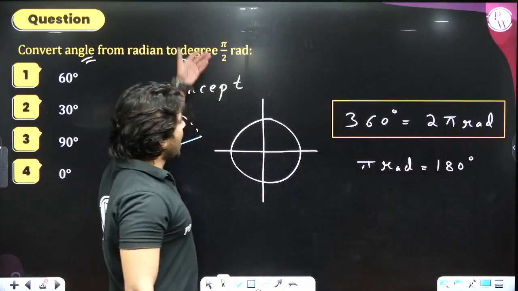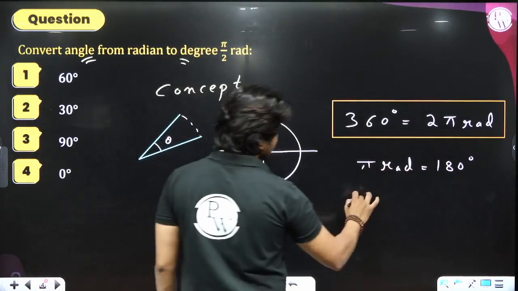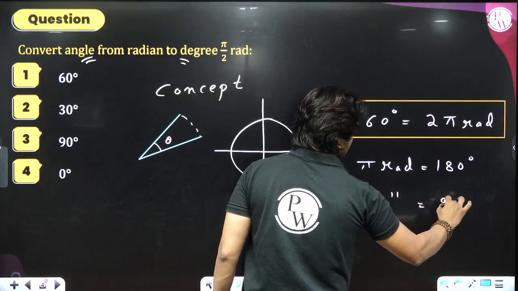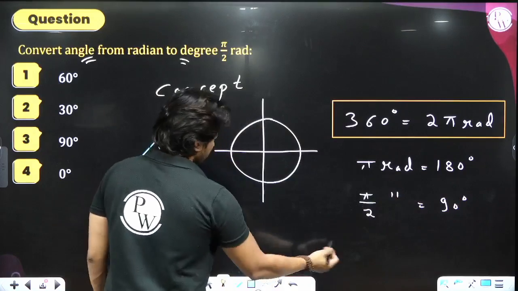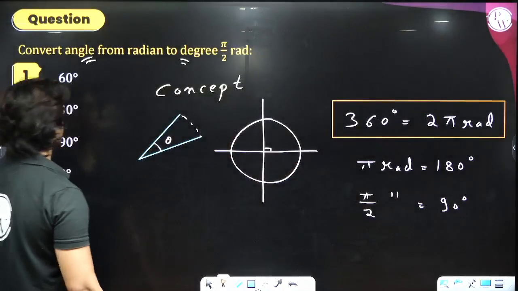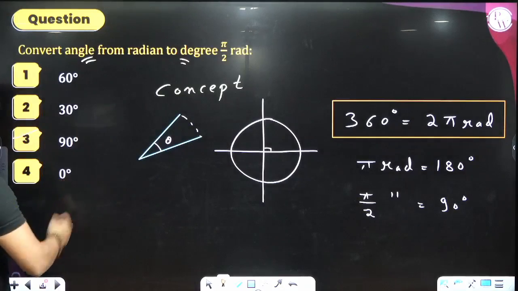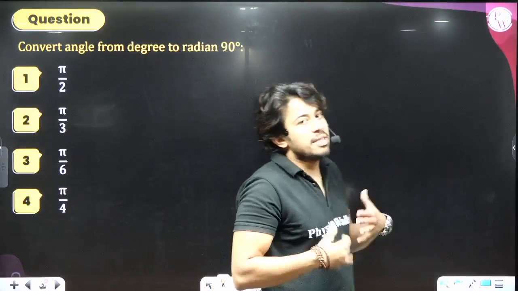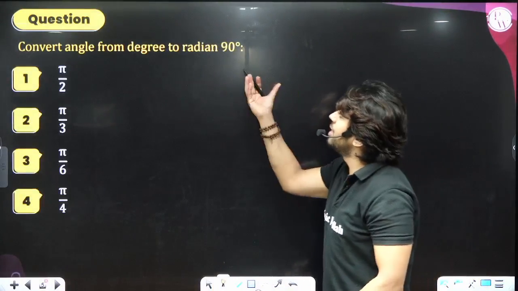They are asking pi by 2, again divide by 2. So this is going to be pi by 2 radian equals 90 degree. We all know this, okay? Just a basic recall for you. So definitely the answer is going to be 90. Let's take the discussion ahead. Now what are they saying? They are saying convert from degree to radian.